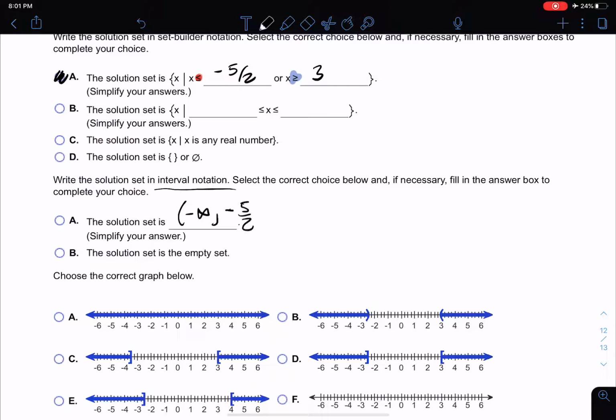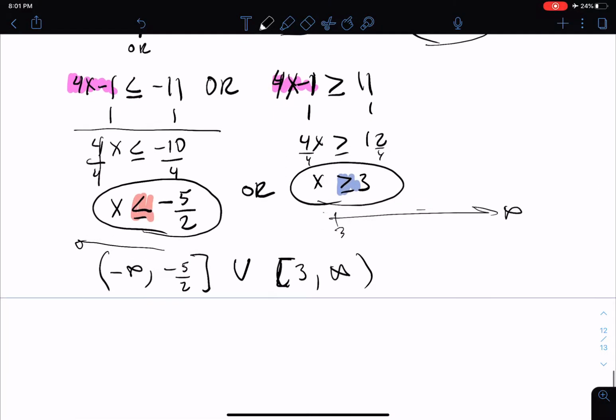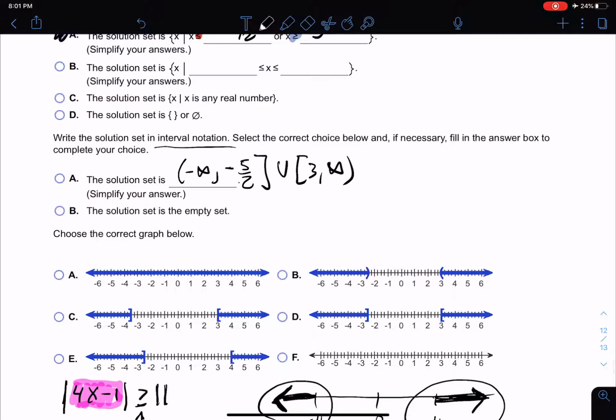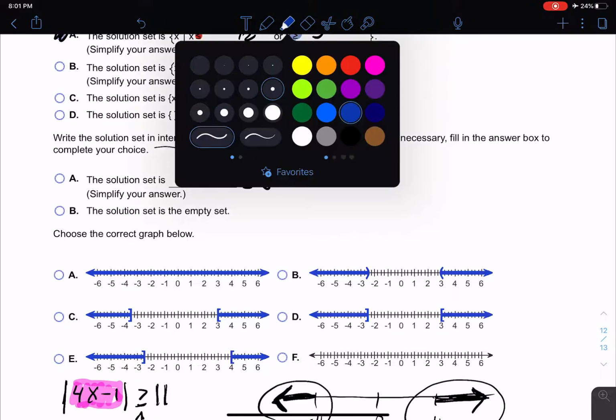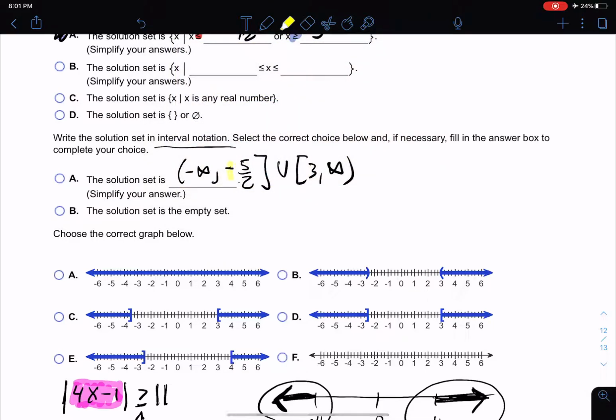Negative 5 halves, and it's closed, union, goes from 3 to infinity. Last but not least, graph it. And when you're graphing improper fractions like this guy right here, they can be really annoying to graph. So what you might want to do is just change that to a mixed number. 2 goes into 5 2 times with 1 left over. So negative 5 halves is the same thing as negative 2.5. And that just makes it easier to look at your graph.